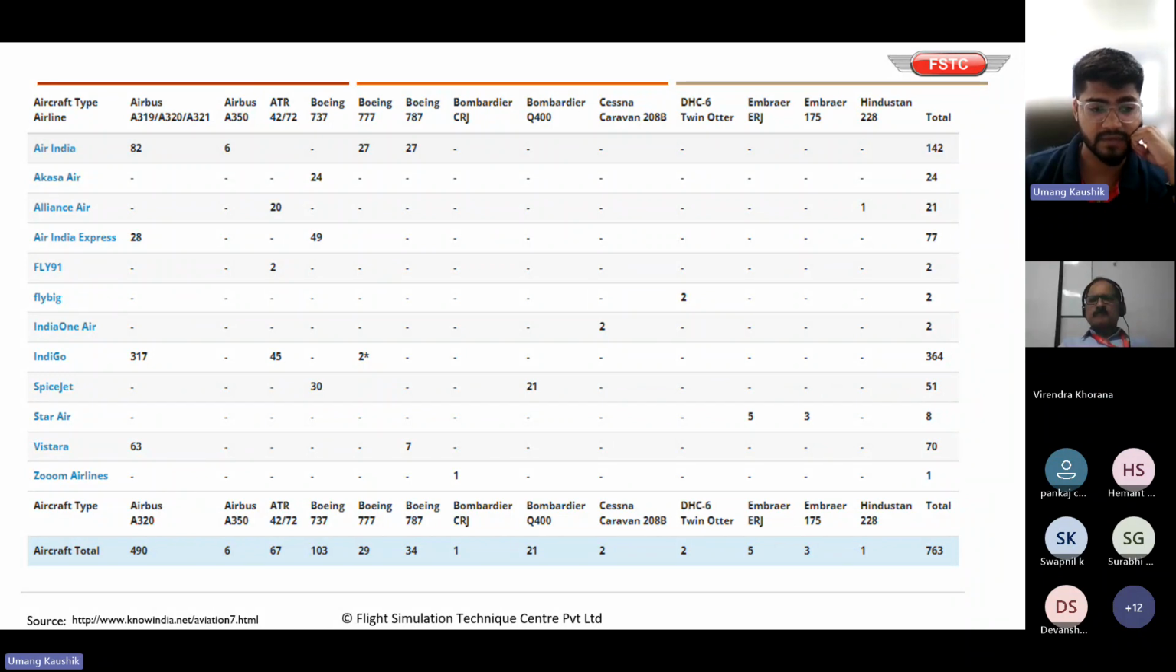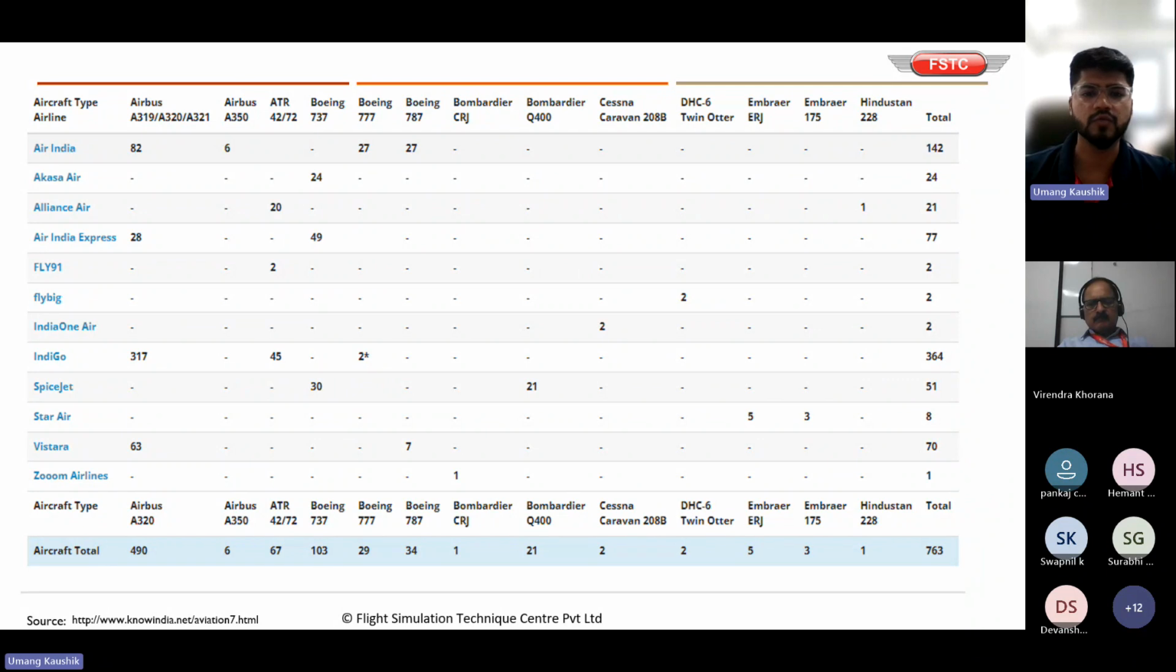Because as we can see, in the case of A320, 490. So per aircraft, there is a requirement of four sets of pilots, right? Four sets of pilots per aircraft. And currently the Indian aviation industry is lacking pilots. It's lacking so many pilots. So we require like 1,000 or 2,000 pilots every year.